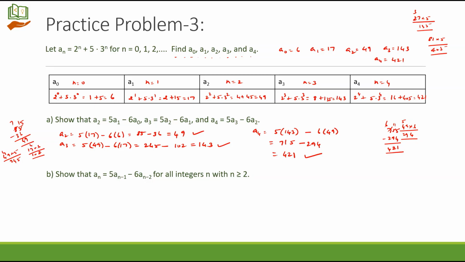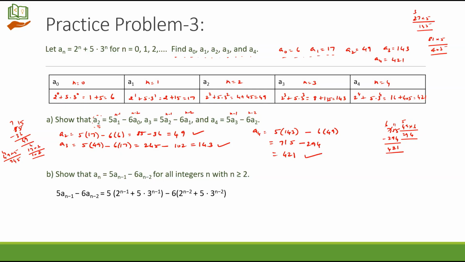Show that a_n is equal to 5 into a_(n-1) minus 6 into a_(n-2). So when you had 2 here, this is n minus 1 and this is n minus 2. When you had 3 here, it is n minus 1 and this is n minus 2. So the same pattern is also followed in A4. Now they are asking to show that a_n is equal to this particular recurrence relation for all integers n with n greater than or equal to 2. So it is applicable only from A2, keeping these two as initial conditions. Only then we will be able to compute using the previous terms.